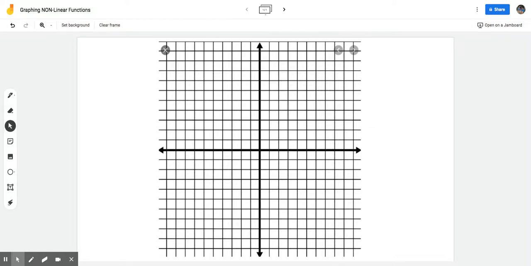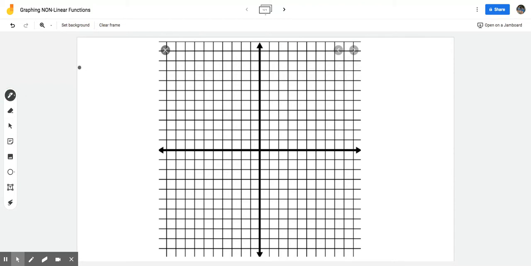Hey guys, so this is part 1 of graphing nonlinear functions. So make sure this is the first video that you're watching. This week we are still graphing, but it's a little different because we are no longer graphing lines, we are graphing curves. And we have seen this earlier in the year briefly.